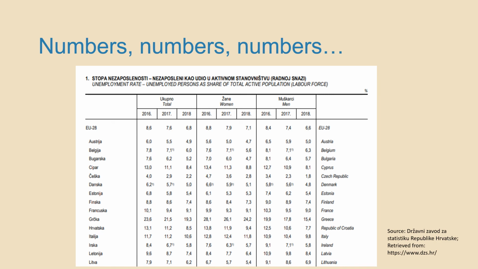Let us take a closer look at the situation in Croatia. This is labor force survey results by Croatian Bureau of Statistics for 2018. This table here shows unemployment rate, unemployed persons as share of total active population. Please look at the table carefully and try to compare the situation in Croatia to the situation in the neighboring countries. How do you feel about the results? Are you surprised?